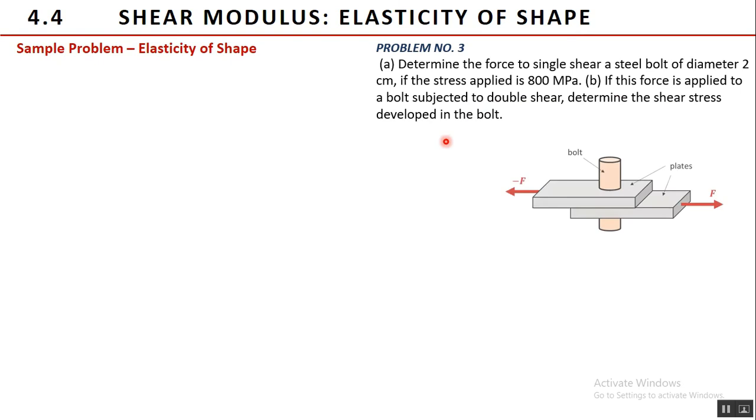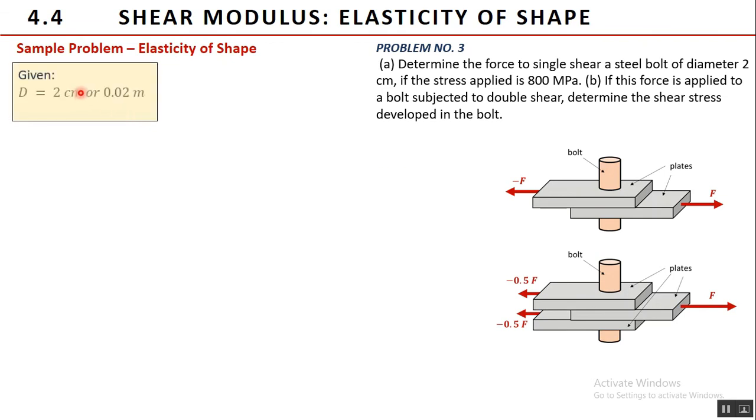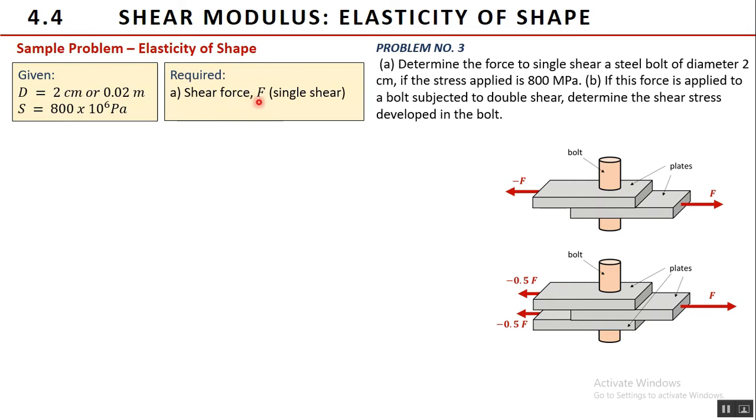the bolt. Imagine these two plates are joined together by means of a 2 cm or 0.02 meter diameter bolt. The forces exerted on the plates cause a stress of 800 megapascals. What we are looking for is, letter A, the applied force for a single shear, and letter B, the double shear stress. Now, let us solve for the shear force.